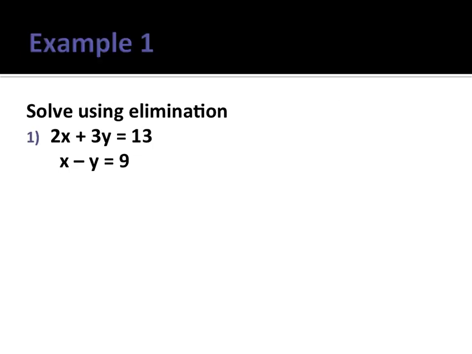All right, first example, we're going to take some baby steps, okay? 2x plus 3y equals 13, x minus y equals 9. So if I add these as they are, will they cancel out? No. What can I do?